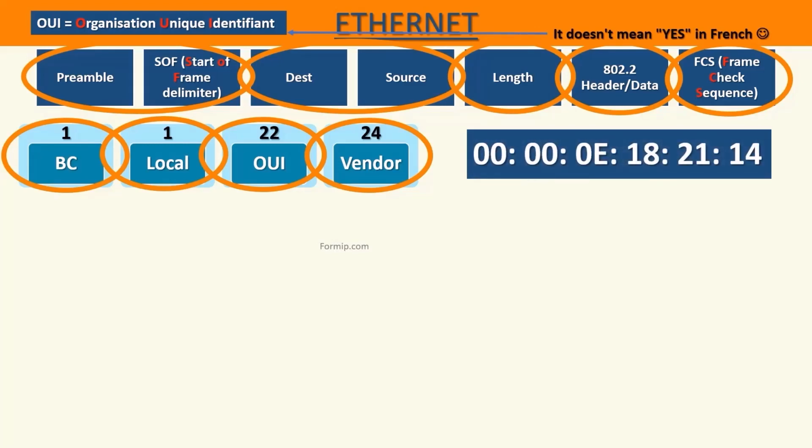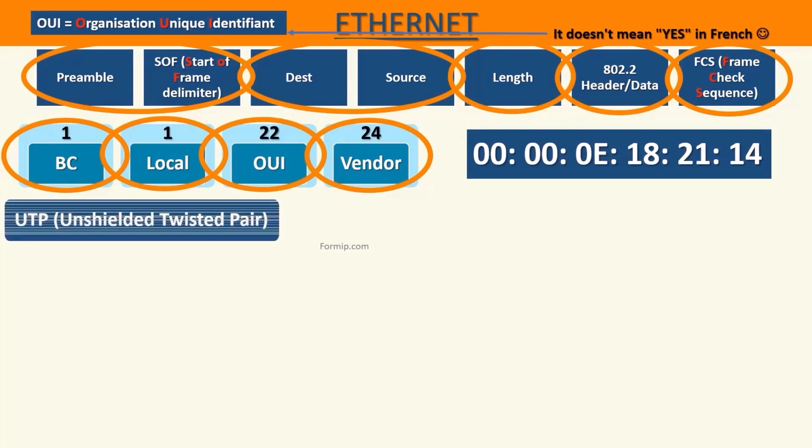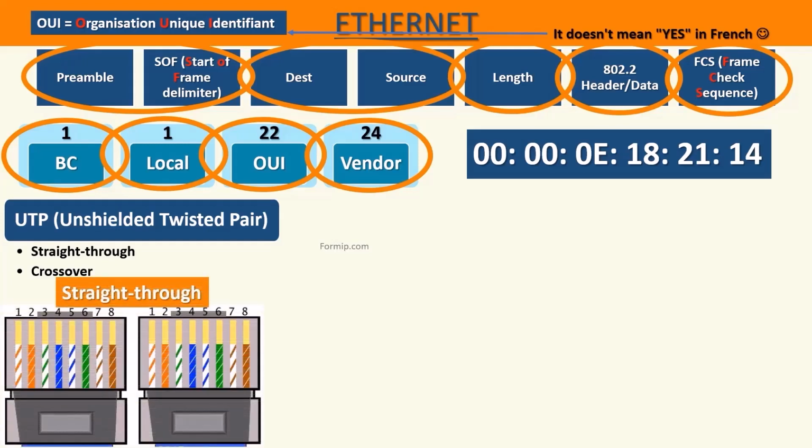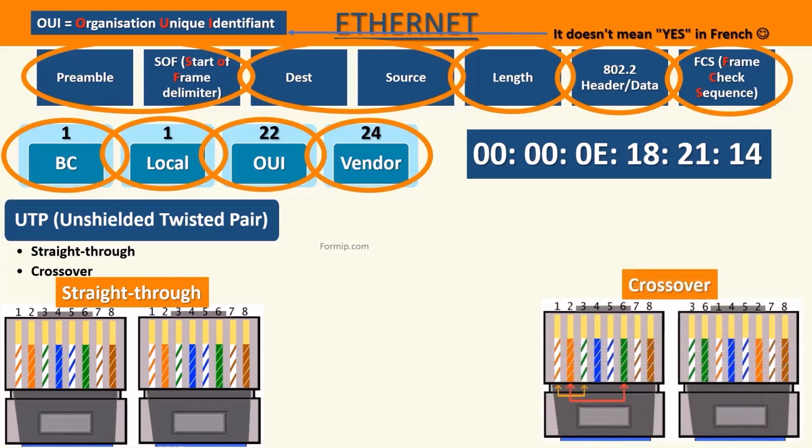Let's move on to the different types of cables that exist. You've probably seen UTP cables before. There are two types: straight cables and crossover cables. Here's an RJ45 connector on a straight cable. And here it is on a crossover cable. The difference is how the wires are connected in the RJ45 socket.